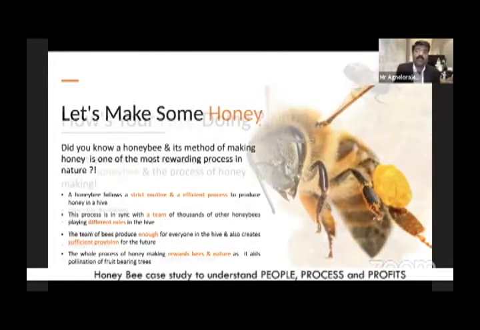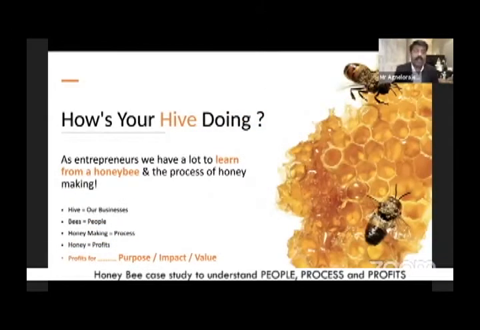So this is what even we do in an organization. We need to have sync amongst the people who will definitely produce the honey that your organization wants to deliver as a product or service to the rest of the world. So how's your hive doing? How's your organization doing? As entrepreneurs, we have a lot to learn from a honeybee and the process of honey making. Friends, the hive is nothing but our business, and the bees are nothing but the people or the team that we have. Honey making is the process that we are going to talk about. That is the people and the process, and honey, the end result, the product.